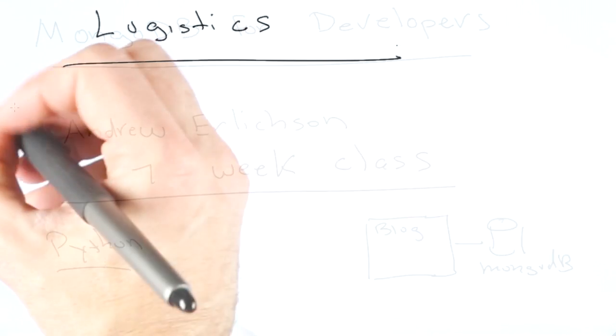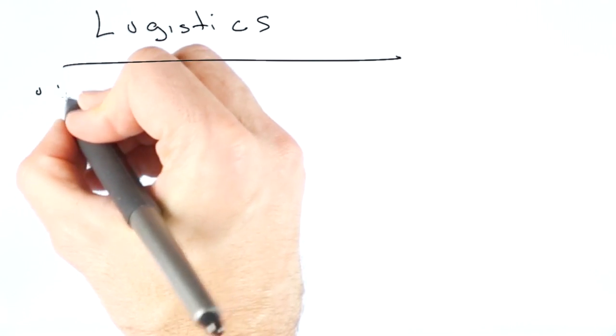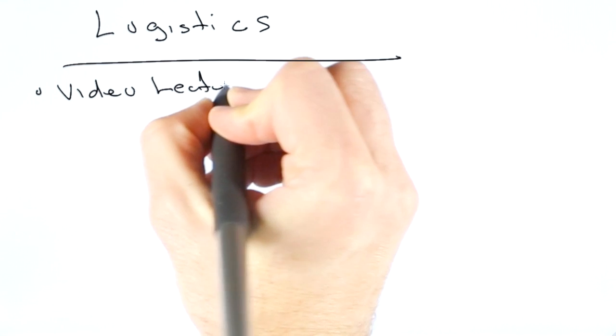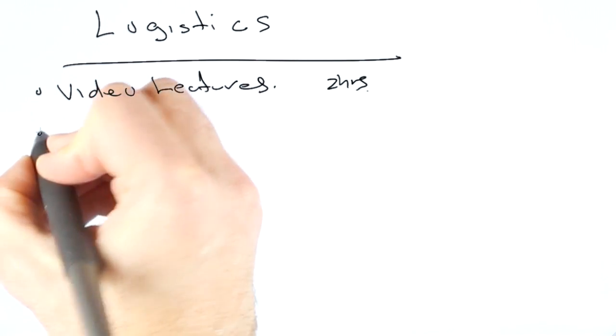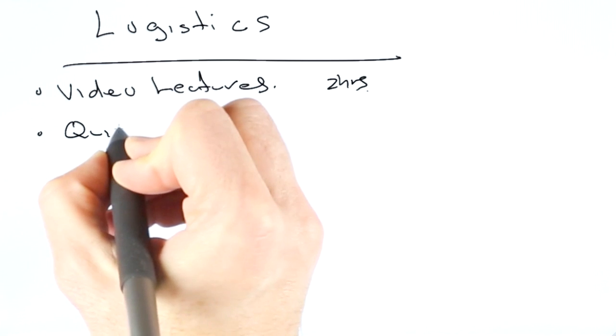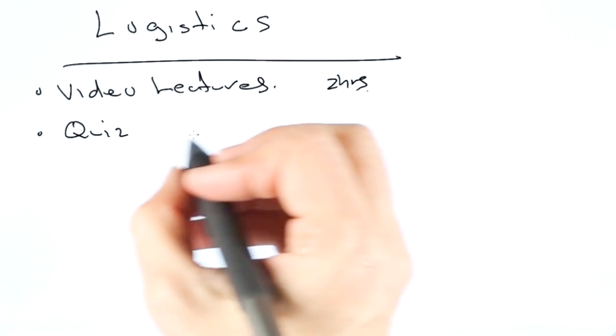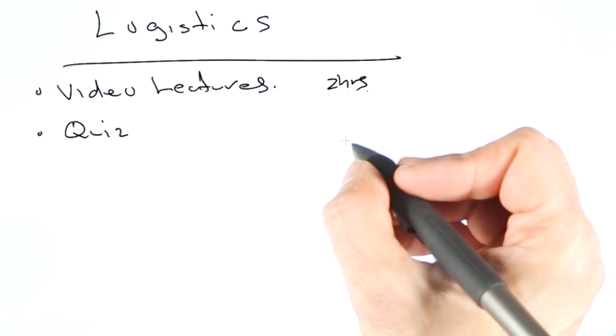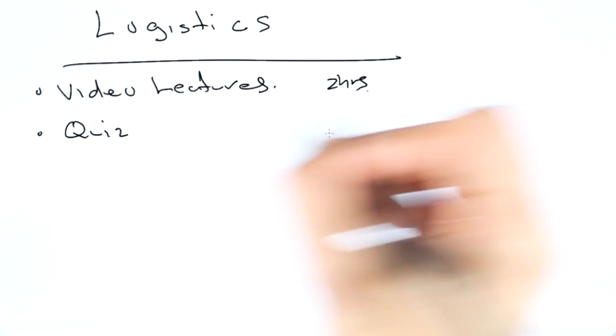So let's go over some of the course logistics. There are going to be video lectures, much like this one, and you can watch those whenever you want. They're on YouTube. Then there's about 2 hours a week of material. At the end of every video lecture, there's going to be a quiz. Well, not every one, but a lot of them have quizzes at the end. And those are just little learning checks so that you can make sure that you understand the material.